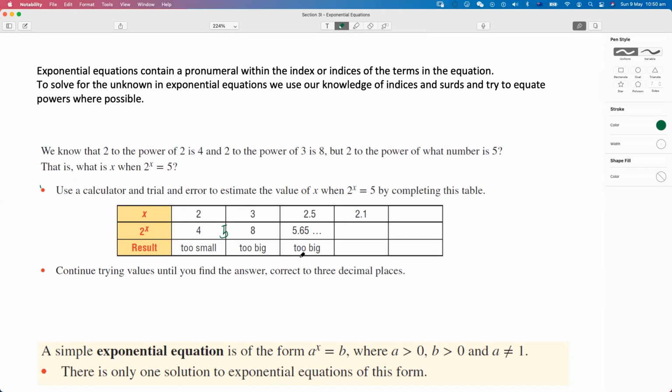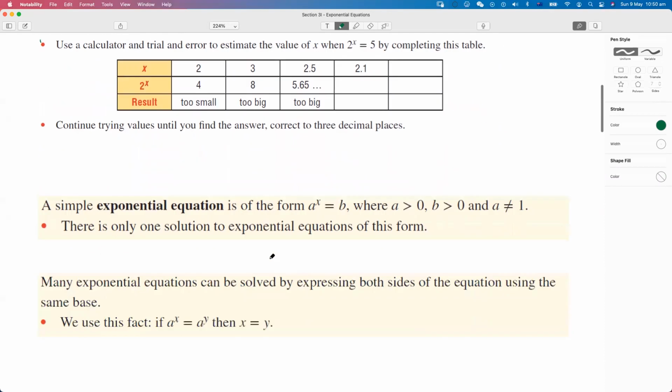Therefore, what you could do is just keep trying. You try 2.5, which is a good try, halfway between 2 and 3. You get 5.65. That's too big. And then you can try 2.1. Put it in your calculator and keep going, and you can get a more and more precise value. Continue trying your values until you find the answer correct to 3 decimal places.